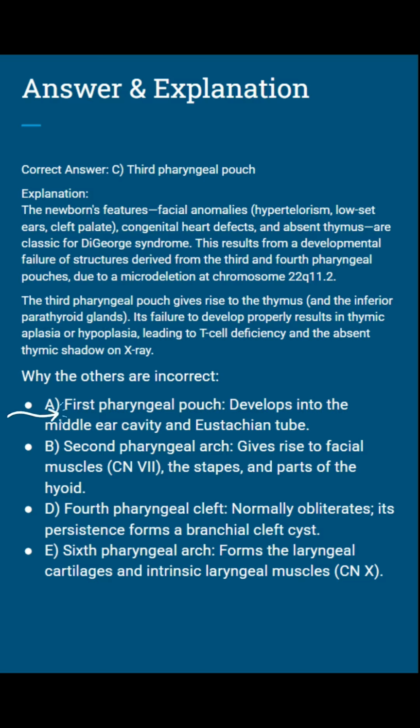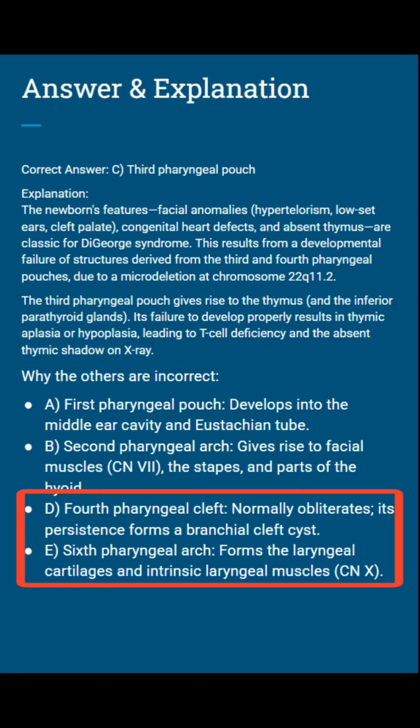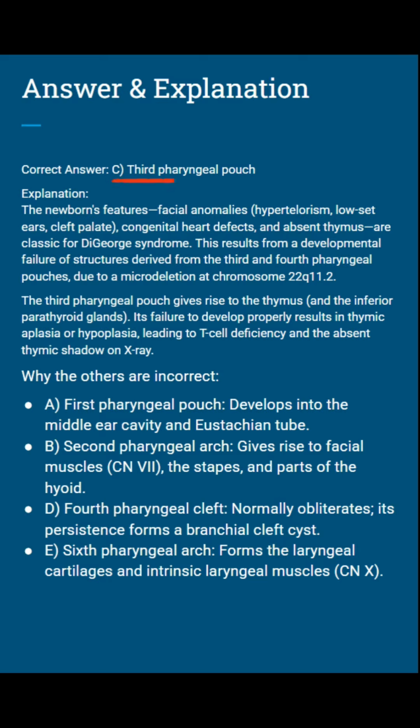First pouch becomes the middle ear cavity and eustachian tube. Second pouch contributes to the palatine tonsil. Third pouch is our high yield star. It has a dorsal and ventral wing. The dorsal wing forms the inferior parathyroid gland and the ventral wing forms the thymus. And the fourth pouch forms the superior parathyroid glands and contributes to the thyroid. So if the thymus is absent, the failure occurred in the third pharyngeal pouch.